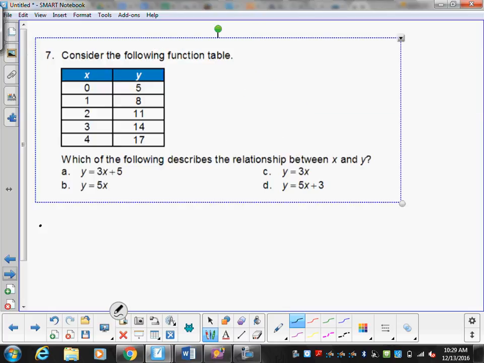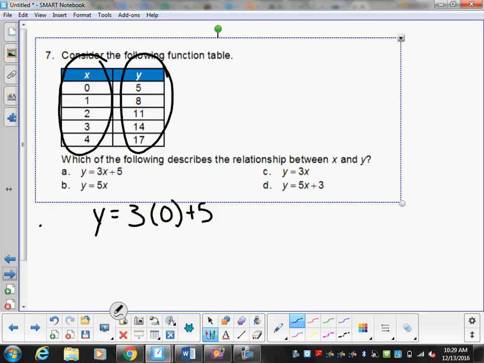On number 7, which of the following describes the relationship between x and y? On this one, what you have to do is plug in your x values in this first column for x in your answer choices, A, B, C, and D. And then hopefully you'll get the y value that's in the second column. So we'll just start with 0 and start with part A. So we got y equals 3 times 0 plus 5. So 3 times 0 is 0, plus 5 is 5. So it should be 0, 5, which does work on that.